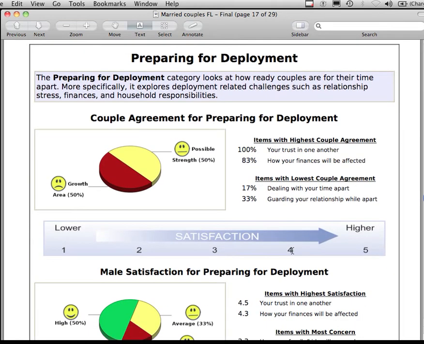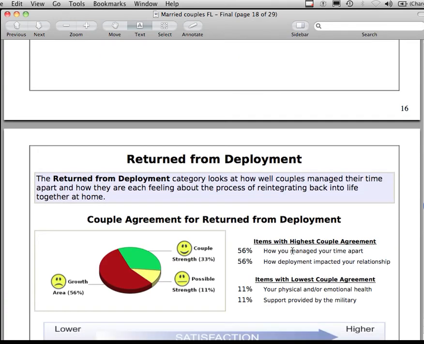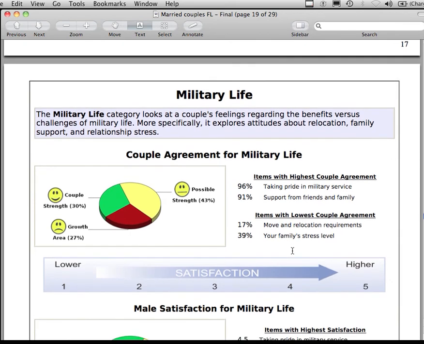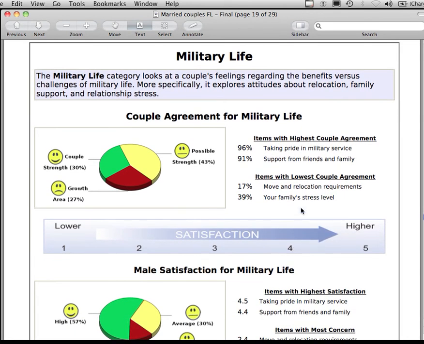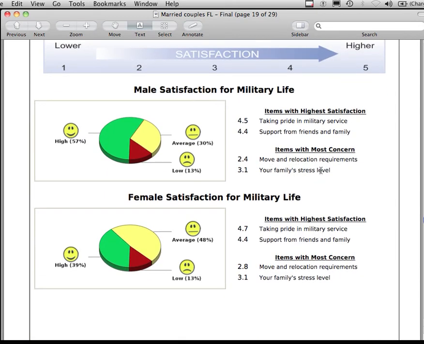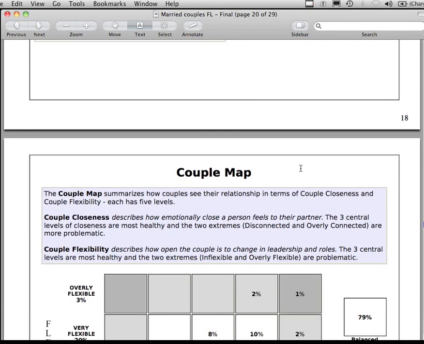Here's the deployment stuff, preparing for deployment for those couples, returned from deployment, and then military life in general. You can see the item with the biggest concern is some of the moving and relocation requirements that military couples face, and there's just a lot of stress. And both the men and the women rated those items as the most stressful. They take pride in their service, and they feel good support from friends and family, but it is a stressful lifestyle to be in the military.